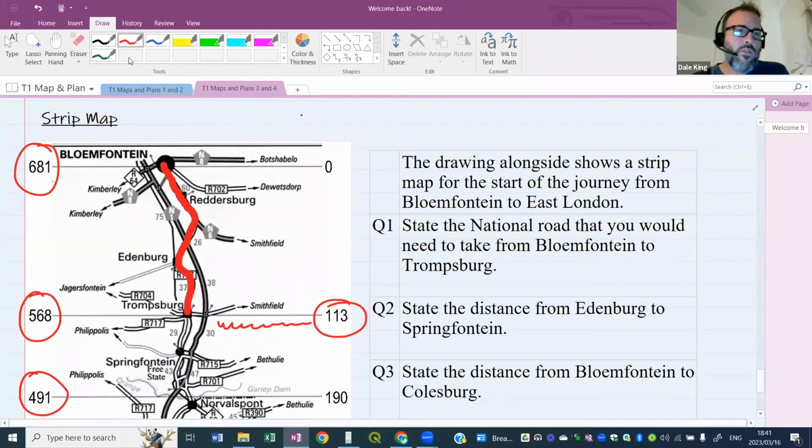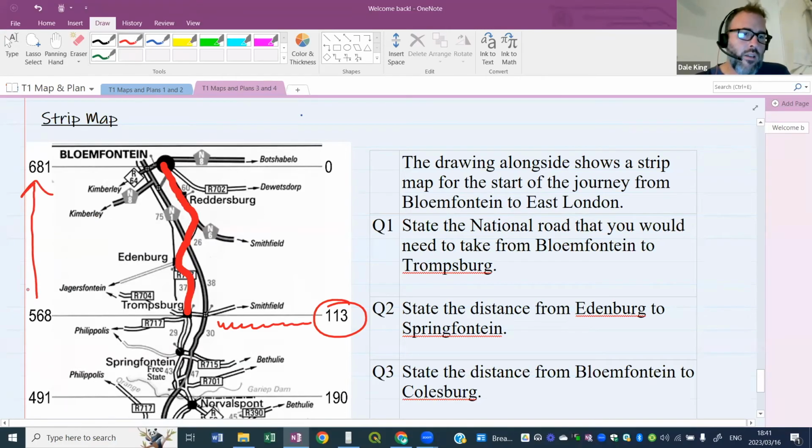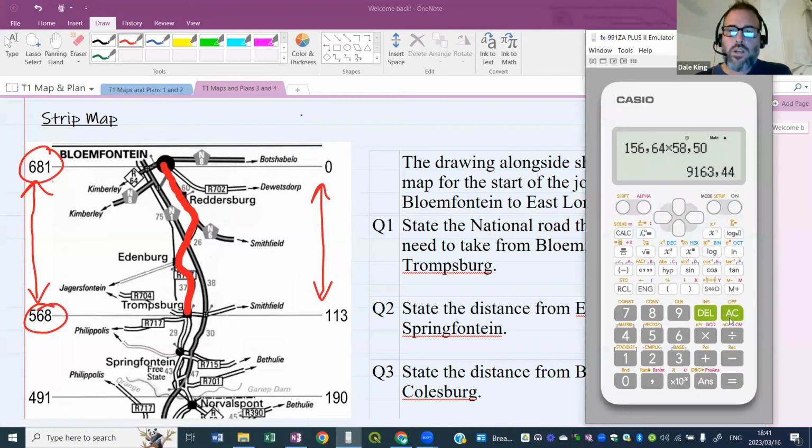Okay, so if this is true, then the distance from Trompsburg to Bloemfontein on this side over here should be the same as this side over here. Now, on the right-hand side, we're going from 0 to 113, so we know it's 113 kilometers. So we can test this, all right? So if we do 681, which is the end kilometer, and subtract it from 568, it should be 113 kilometers. So let me get my calculator. 681 minus 568. There we go, 113 kilometers.